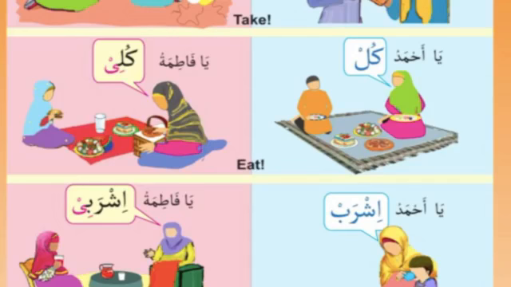And please look at the left side. There are two sisters, or maybe the mother with Fatima. The mother is commanding Fatima to eat. So how does she say? She says, Kuli, also eat, right? So she says, Ya Fatimatu, Kuli. Oh Fatima, eat.